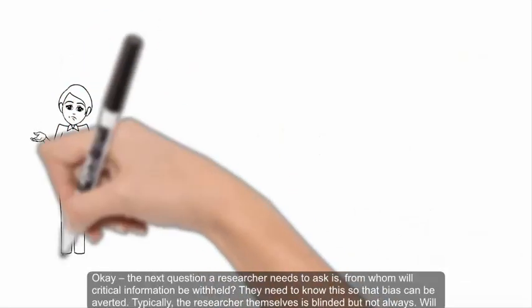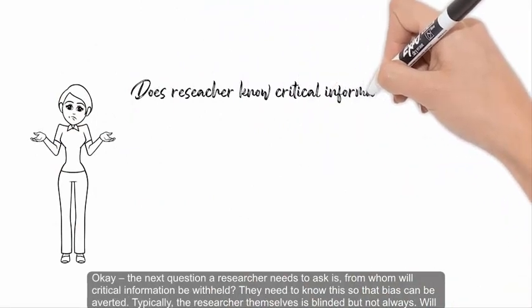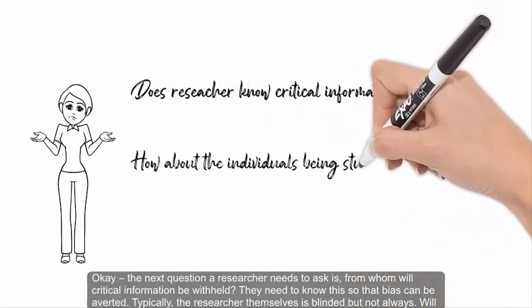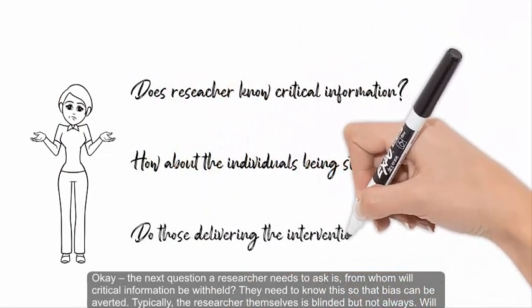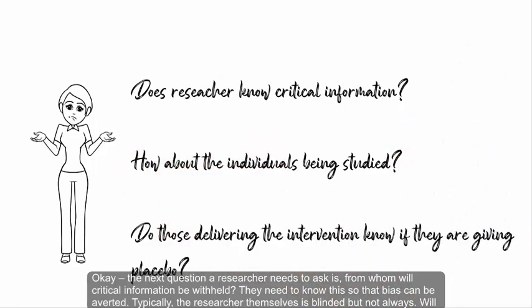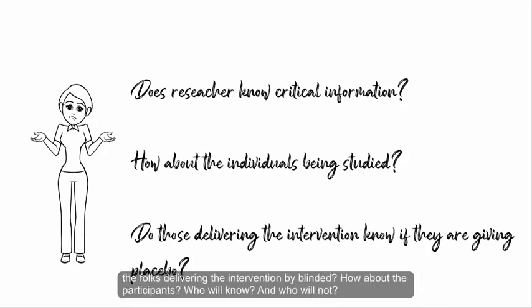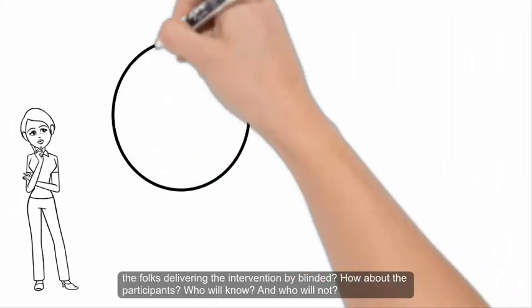Okay, the next question a researcher needs to ask is, from whom will critical information be withheld? They need to know this so that bias can be averted. Typically, the researcher themselves is blinded, but not always. Will the folks delivering the intervention be blinded? How about the participants? Who will know, and who will not?